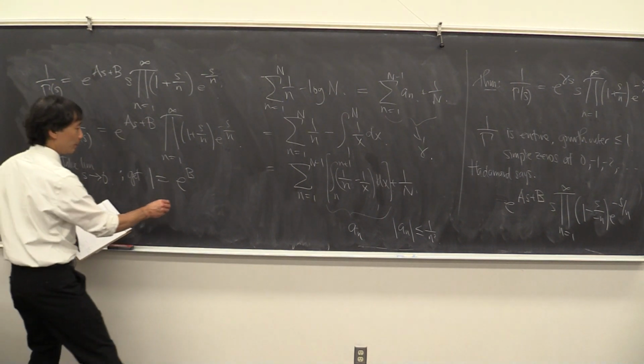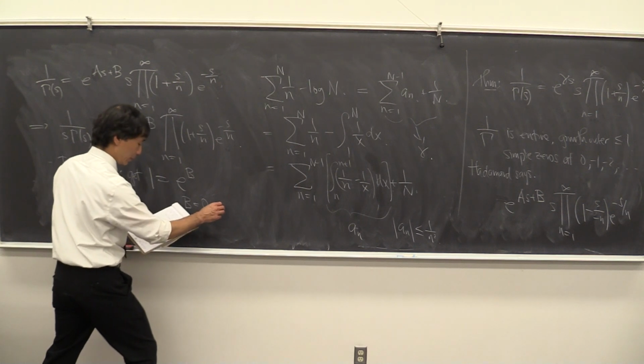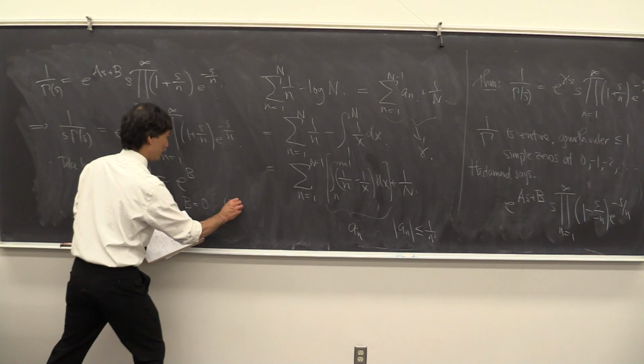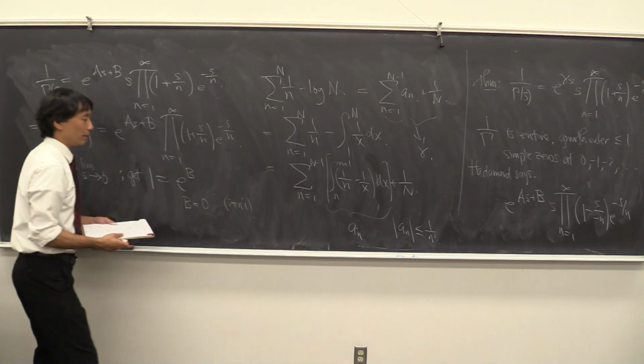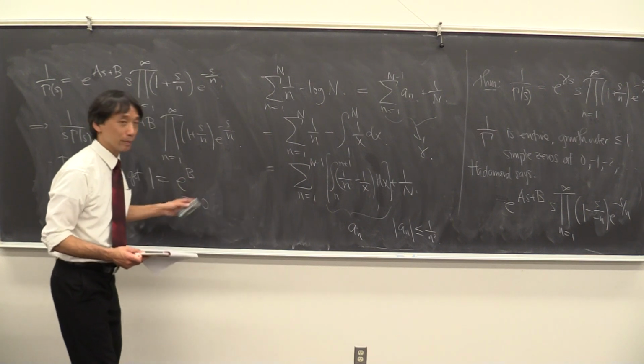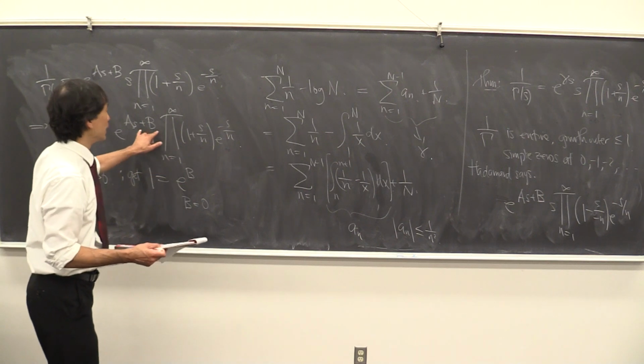In any case, b has to be 0, or it could be like 2 pi n i or something like that. But it doesn't matter. We'll just take it to be 0. That won't change anything.